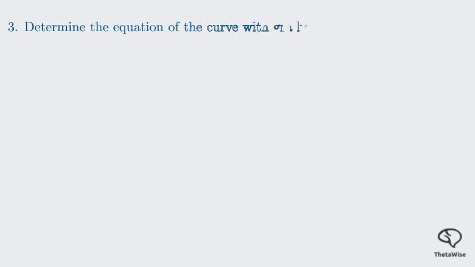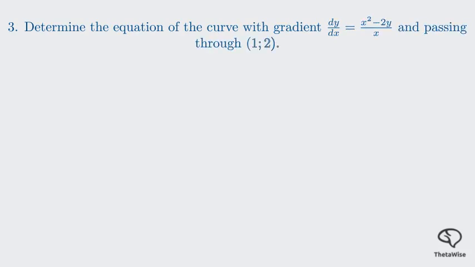Finally, let's look at a word problem that translates into a differential equation. The problem asks for the equation of a curve whose gradient is given by dy/dx equals x squared minus 2y, all over x, and which passes through the point 1, 2. The first step is to recognize that gradient means the derivative, dy/dx. So we're given the differential equation dy/dx equals x squared minus 2y over x.